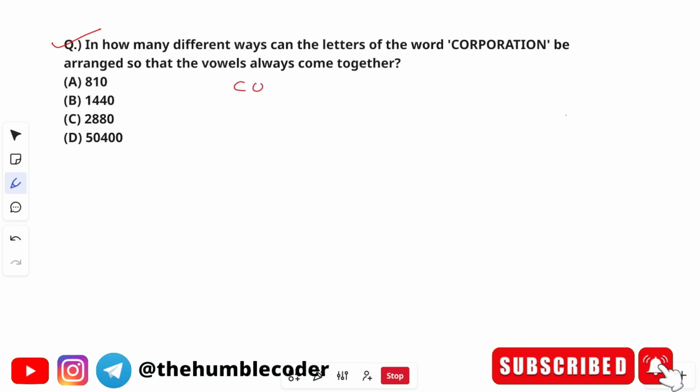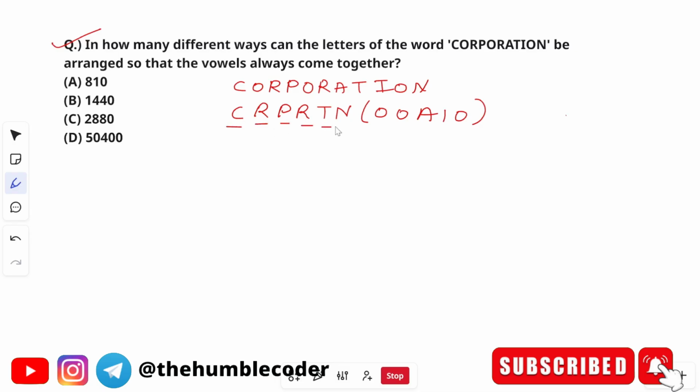First of all, let me write the word that we have: corporation. Now let's write all the consonants together and all the vowels together. The consonants that we have are C, R, P, R, T, N, and the vowels that we have are O, O, A, I, O. So these are the vowels and these are the consonants. Now as a simple rule, what we can do: 1, 2, 3, 4, 5, 6, 7.